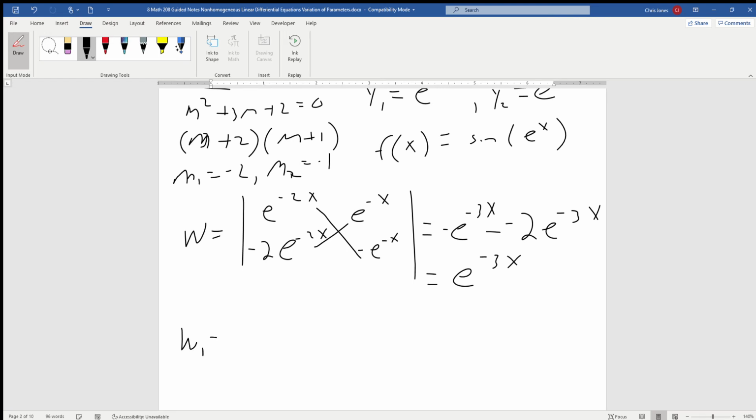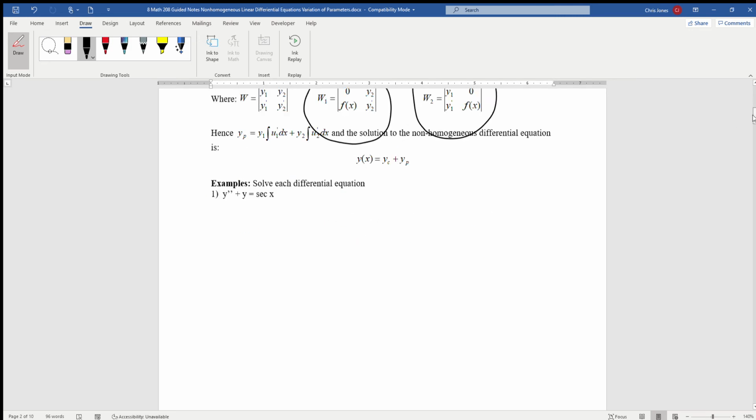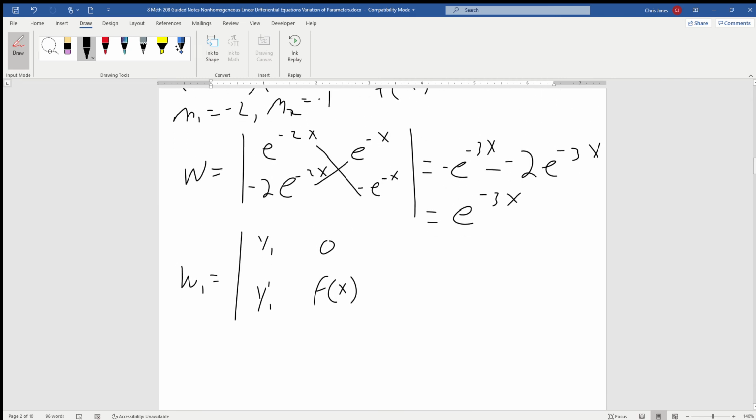W1 is equal to y1, y prime 1, and then 0, and then f of x. Again, just to remind you where we're getting these formulas from, we go all the way back up, and remember our formula for W1. I think I botched that, so I'll recopy it. Let me go back down and reconstruct that. Apologies.